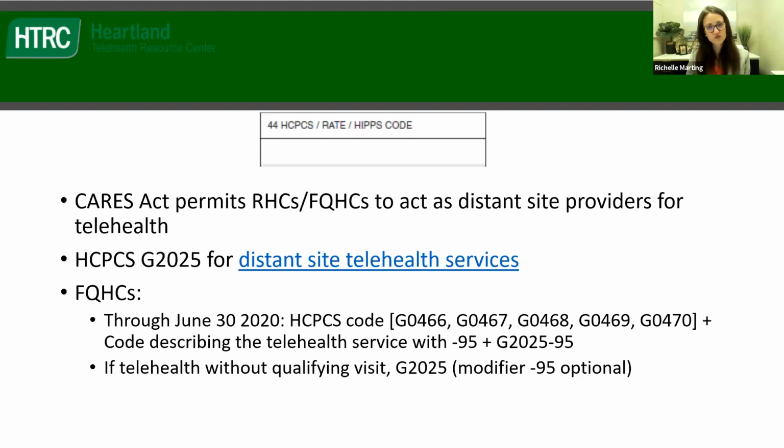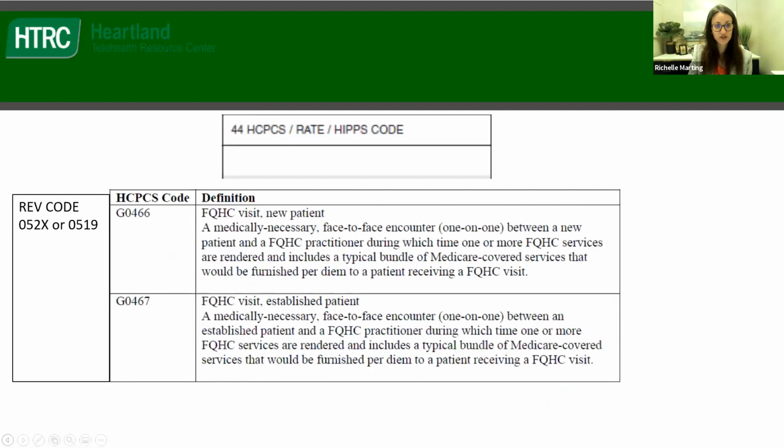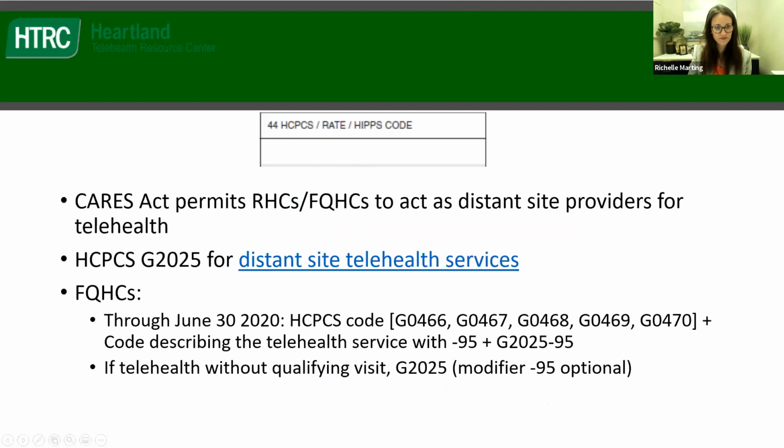For services through June 30th of last year, the way that you would bill for a telehealth service is to report the G code for your FQHC visit. That's when we go back to your normal FQHC encounter codes. You report one of those on a line item. You then, on a separate line item, use a code that describes the telehealth service with a modifier 95.